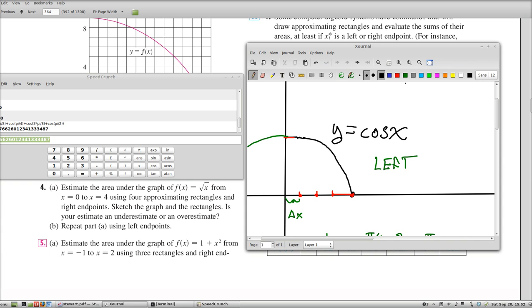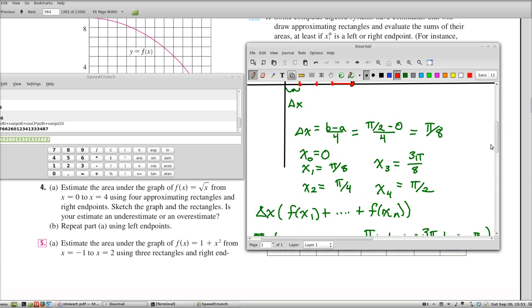The difference in the picture is that now the left endpoints are determining the heights of the rectangles. Let me turn my helper back on. Since the left endpoint is determining the height, it is going to go like this. And here's the left endpoint determining the height again. Since this is a decreasing function on this interval, what we're getting now is an overestimate.